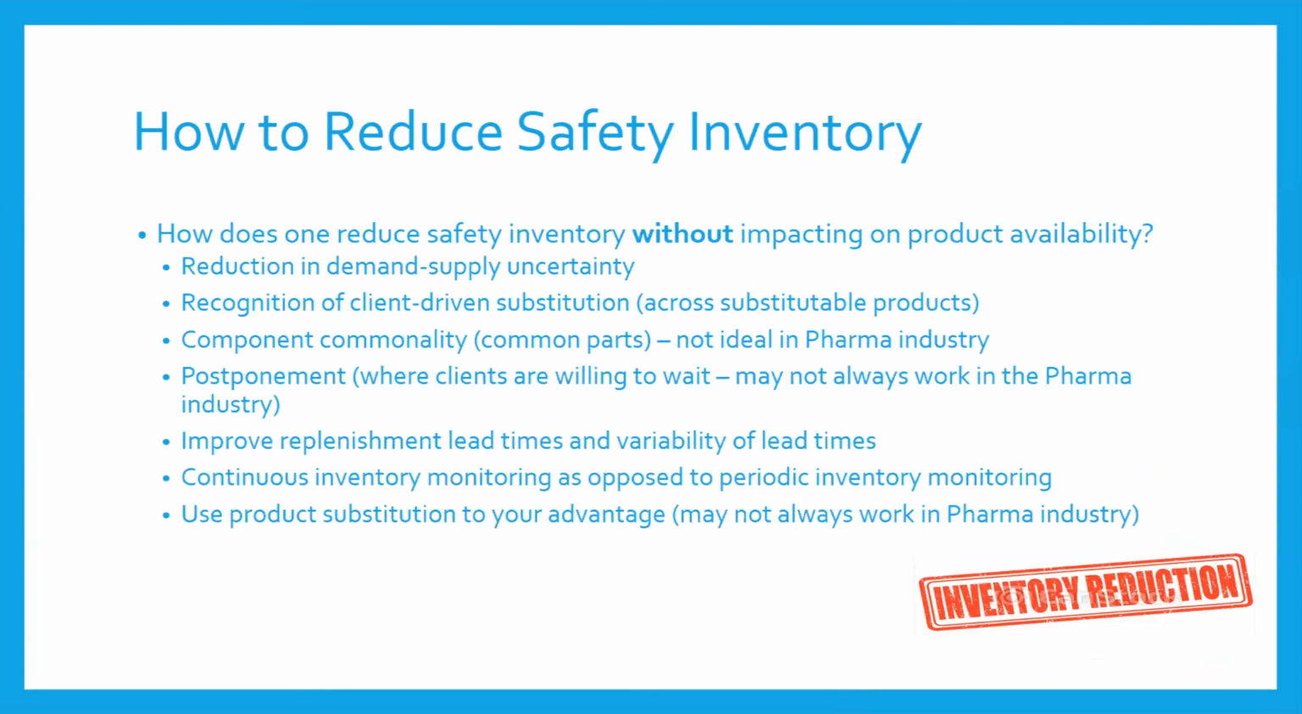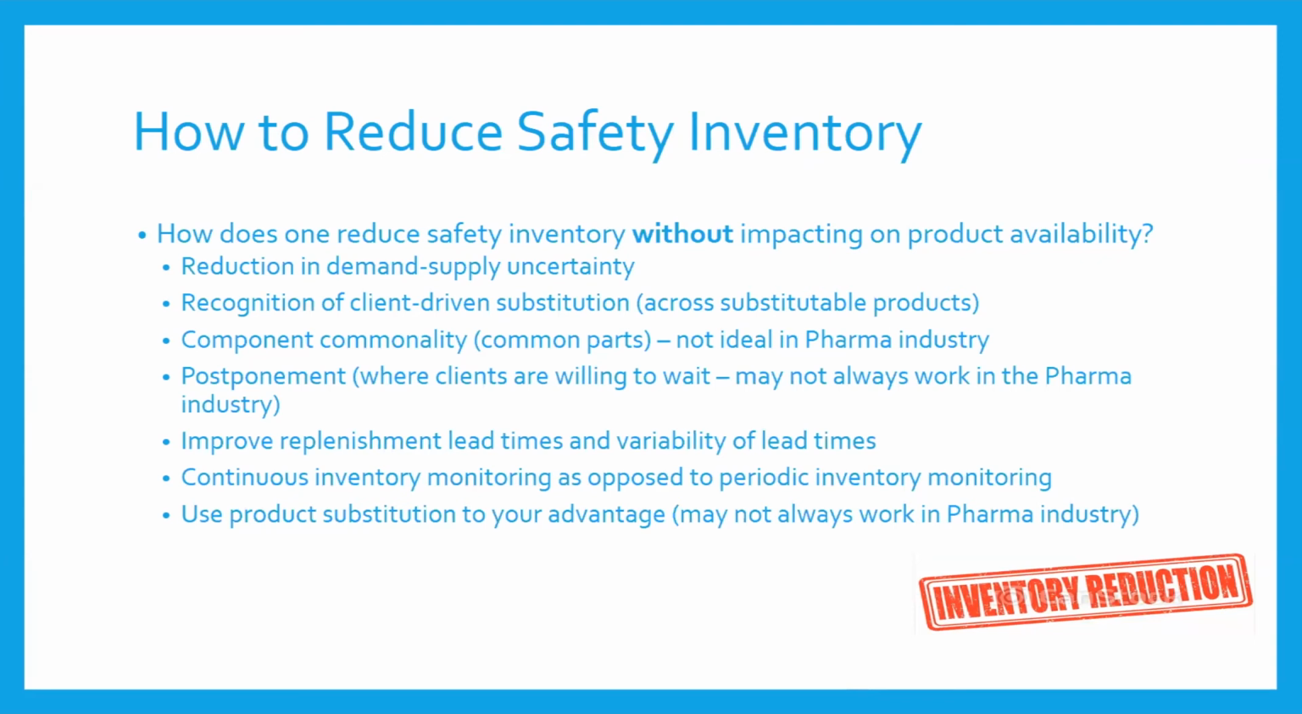Then, of course, when everything has been sorted out, you have fewer supply chain disruptions, then comes the question: how do you go about reducing your safety inventory without having an impact on product availability? So you have to strike a balance. You need to reduce your inventory, because at the end of the day, inventory is money. But then how do you do that and ensure that the products are still available to the end user?